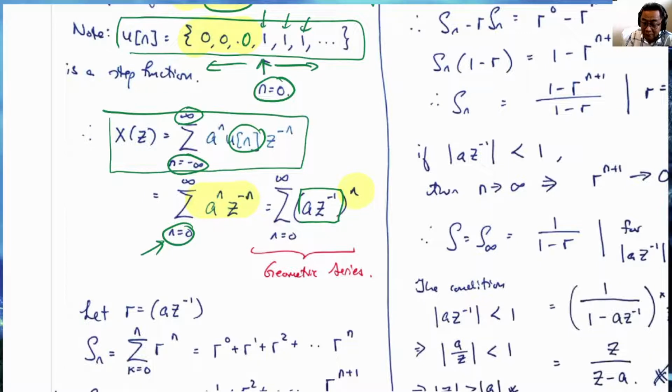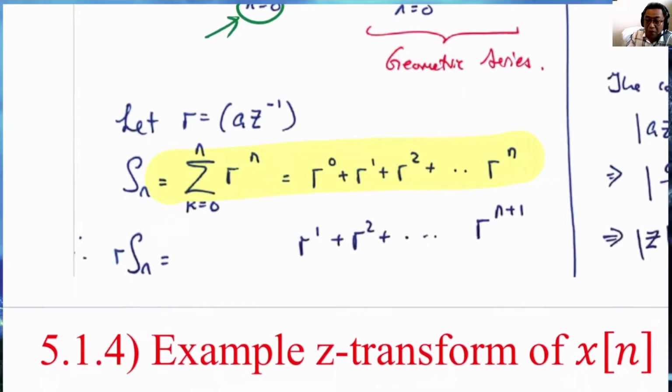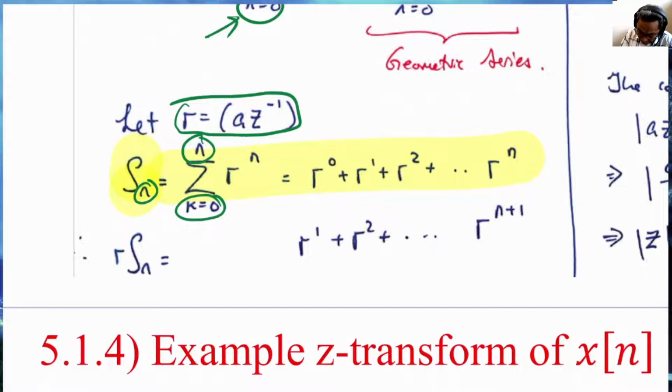So now we recognize this is a geometric series. We are summing up a sequence of terms that behaves like this. So how do we reduce it into a closed form solution? We let S_n be the sum from k equals 0 to n, the first n plus 1 terms. So if we let r equal this term here, then it will be r^0 plus r^1 plus r^2 until r^n.